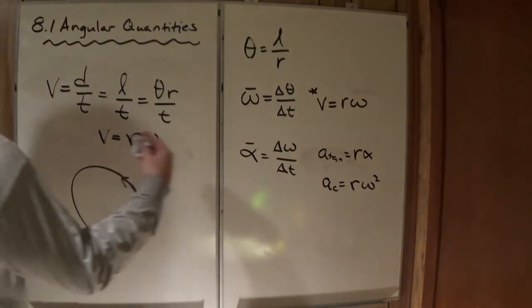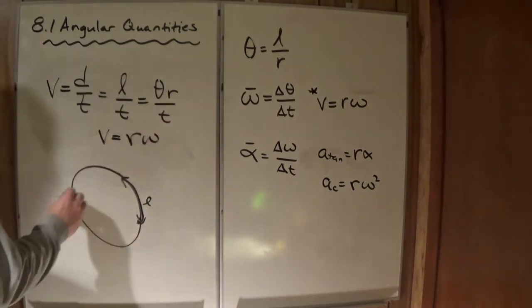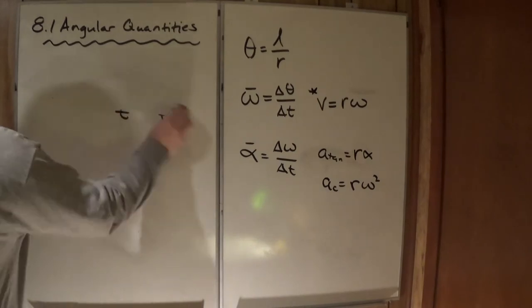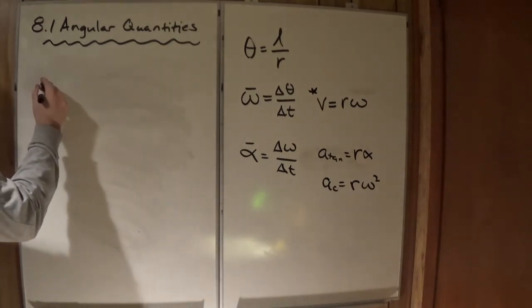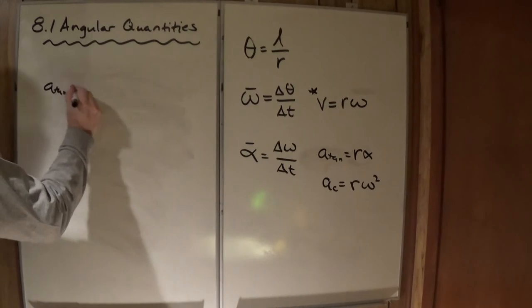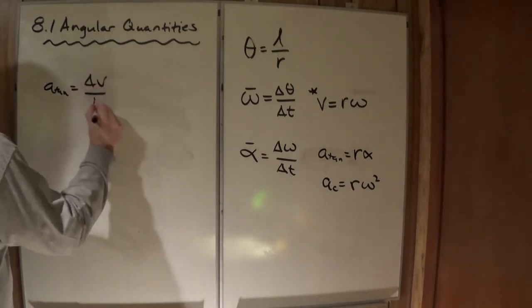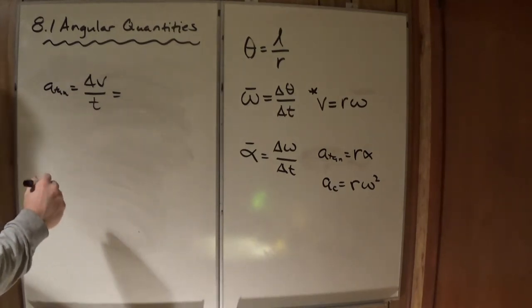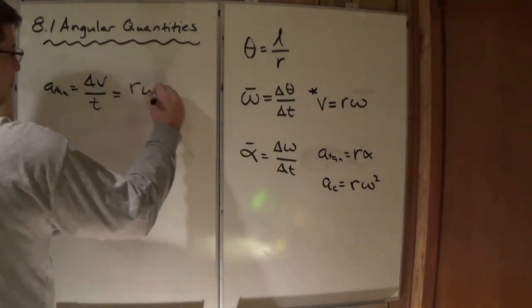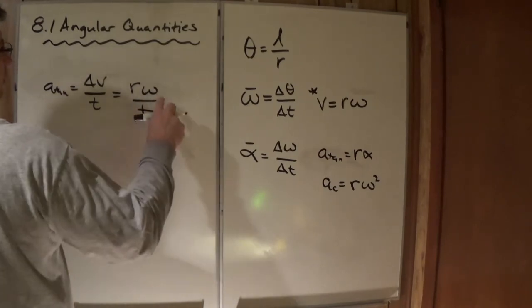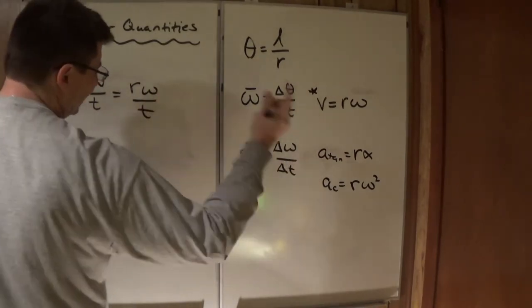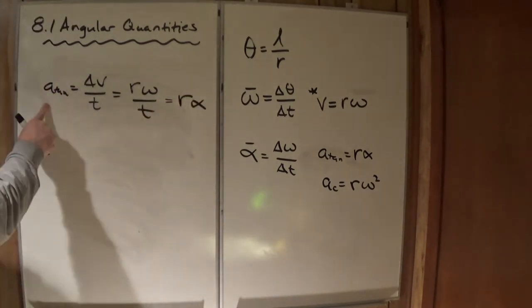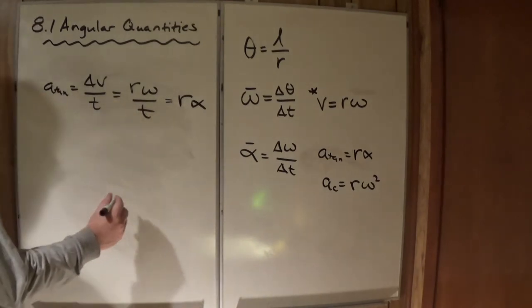How about the angular acceleration? How does that relate to the tangential acceleration? Well, the tangential acceleration is equal to the change in velocity over time, and the change in velocity over time is r omega over t. Well, omega over t is simply the angular acceleration. So we can now say r alpha. So the tangential acceleration is r alpha.